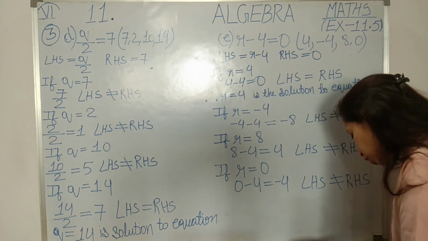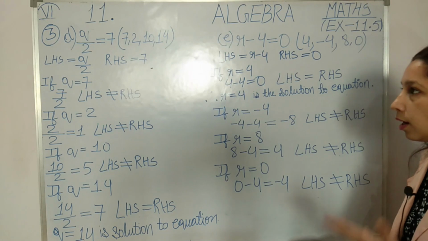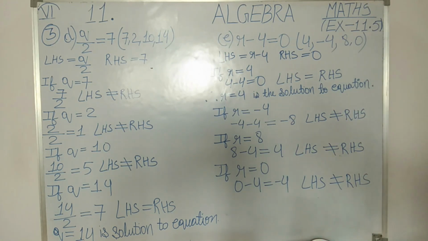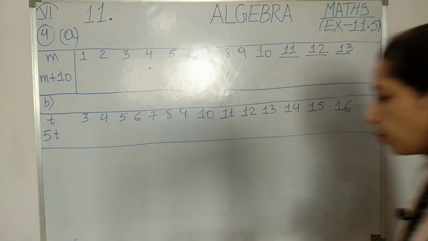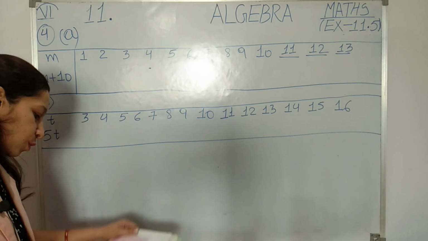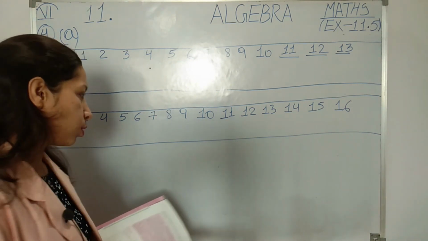So students, from question number 3 I have explained you 4 points. Rest of the points you can solve in the same manner. Note it down, then we'll see question number 4. So students, question number 4 is: complete the table and by inspection of the table find the solution to the equation m plus 10 equals 16.